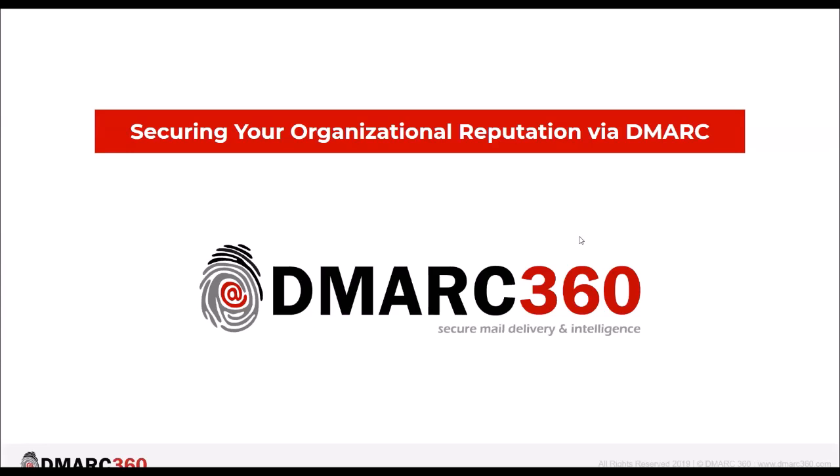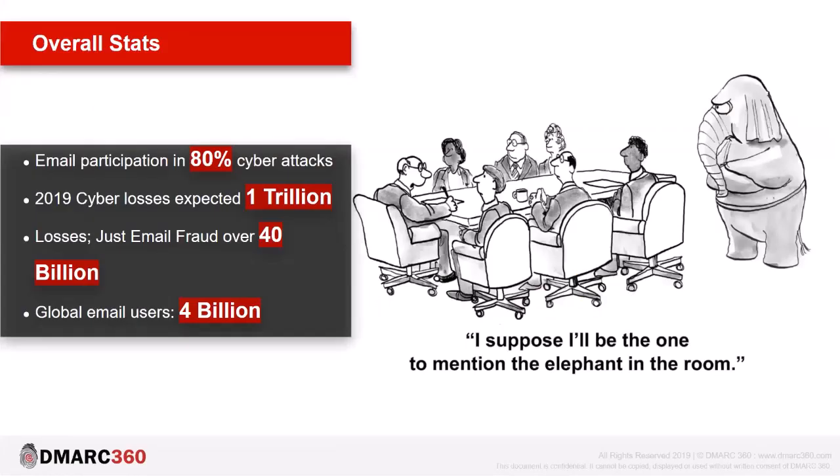So to start off, let's look at some statistics and how much of an impact email fraud really has on cybersecurity. Here you see that email plays a more than 80% role in cyber attacks, and the losses from these attacks are expected to be $1 trillion in 2019. From this number, if we only take email fraud out, the losses are over $40 billion with only 4 billion email users. Now that we understand the impact email really has on cyber threats globally, let's briefly look at how email started, the history of email, and then move on to how we can leverage DMARC.